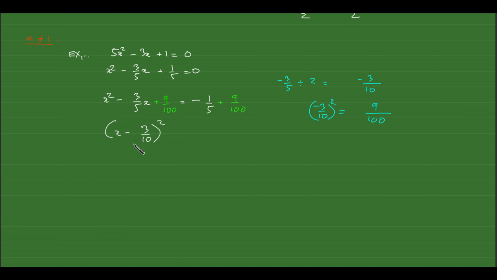This 3 term here, you can convert it to this. Alright, this gives you negative 11 over 100. Right, it's adding fractions. Okay. Now you can take the square root of both sides. Go ahead and take the square root of both sides.